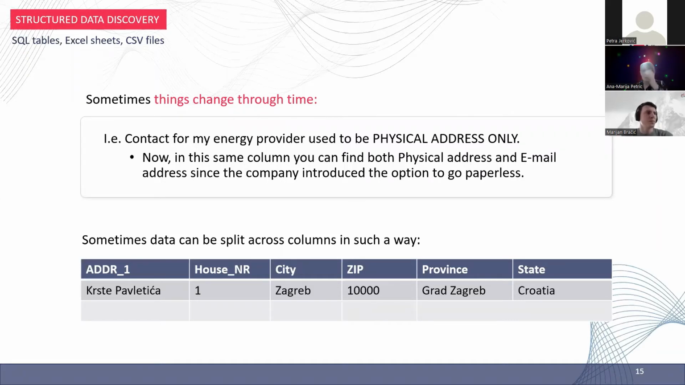So for example, the column for my energy provider changed in the contact area, so that now you can just give people your email. So you can get all your correspondence by email, whereas a year ago it was just necessarily your physical address. You have two entities in this contact column.